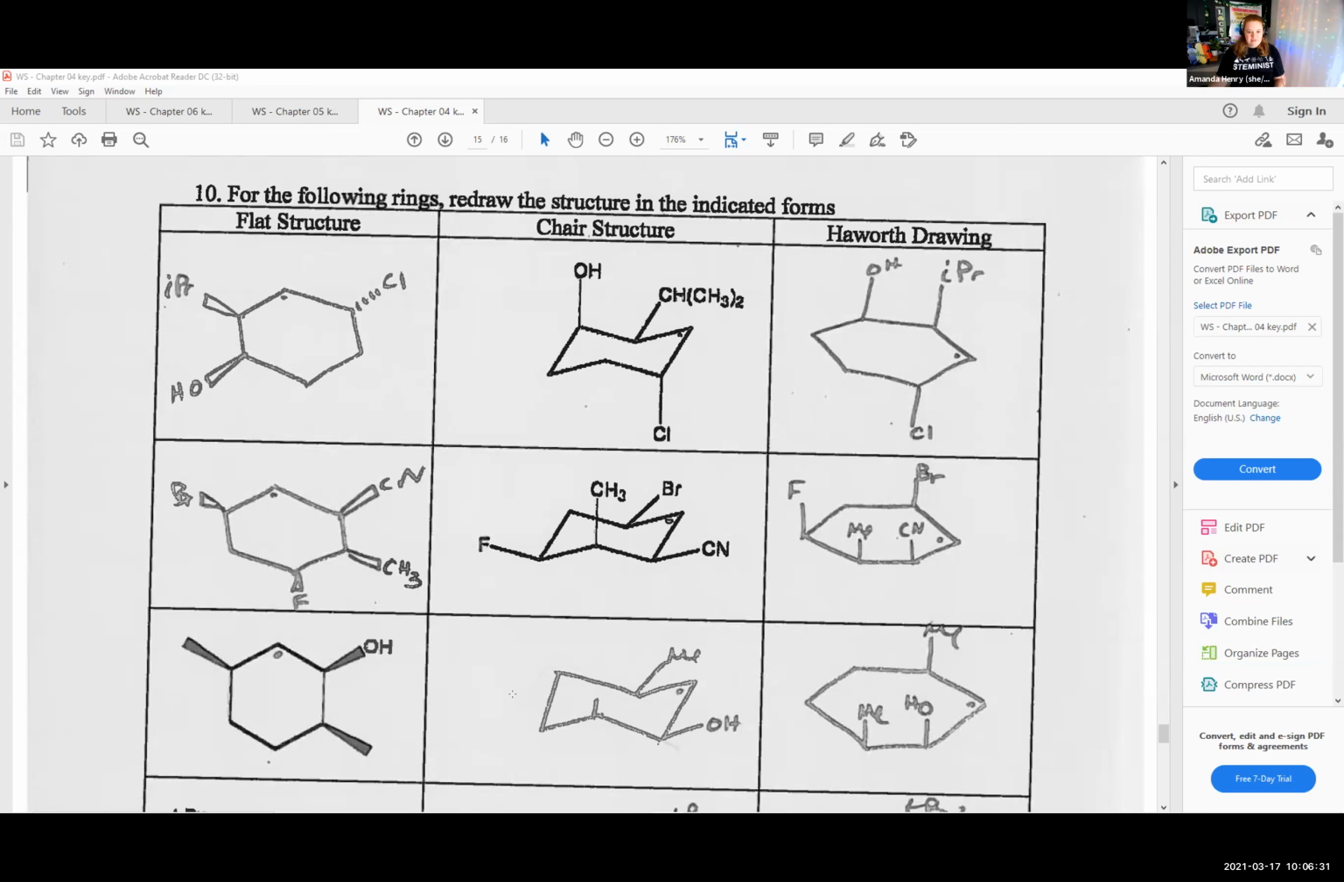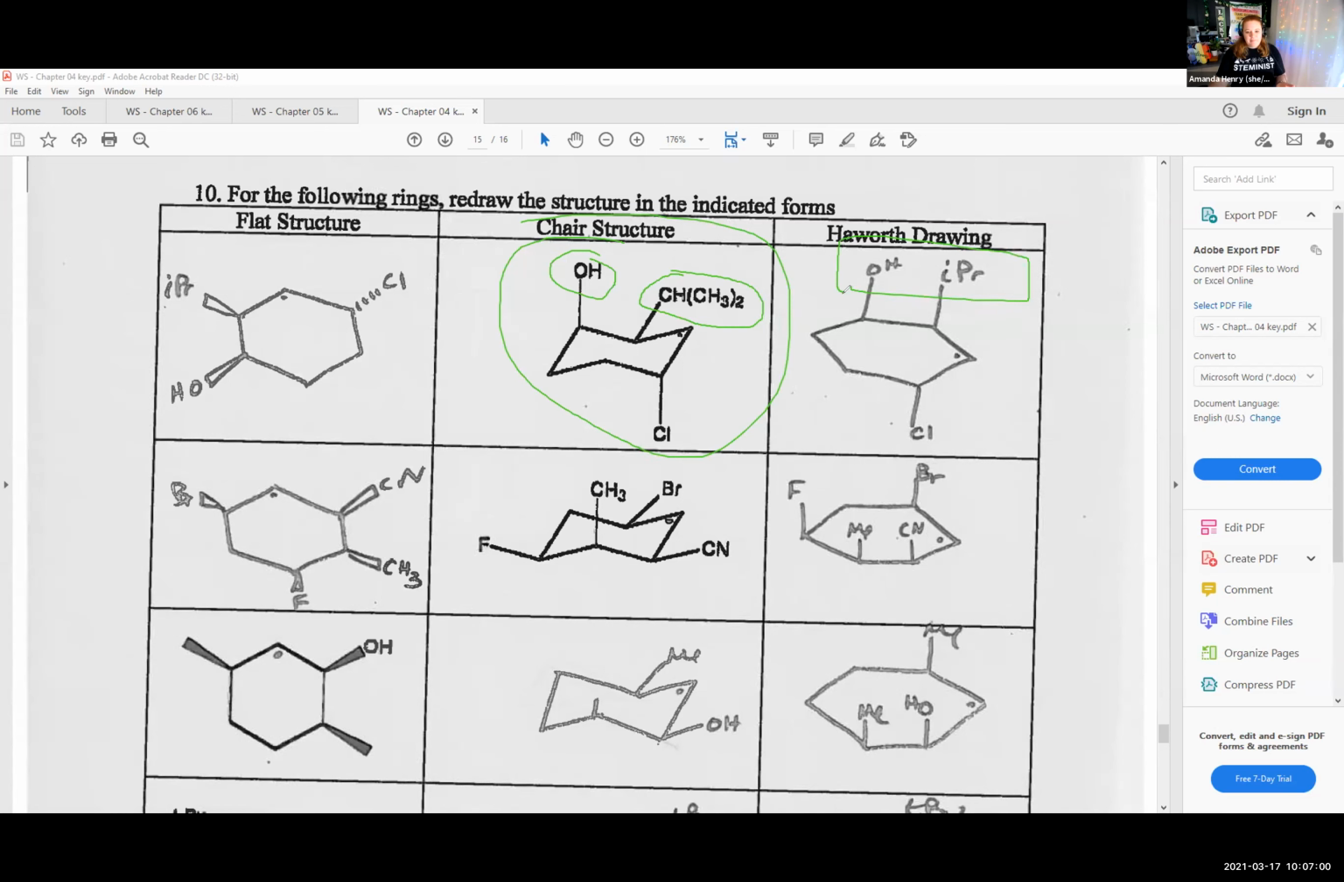Yeah. So if we look at this one right here, let's do it this way. If we're looking at this one up here, the alcohol group is up and axial. This isopropyl group is up and equatorial. In our Haworth, they're both pointing up. Okay, so it's pretty black and white. Yeah.